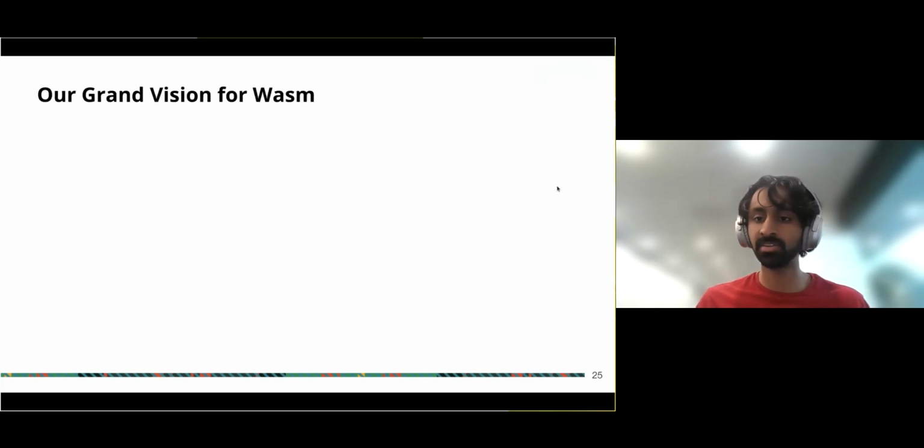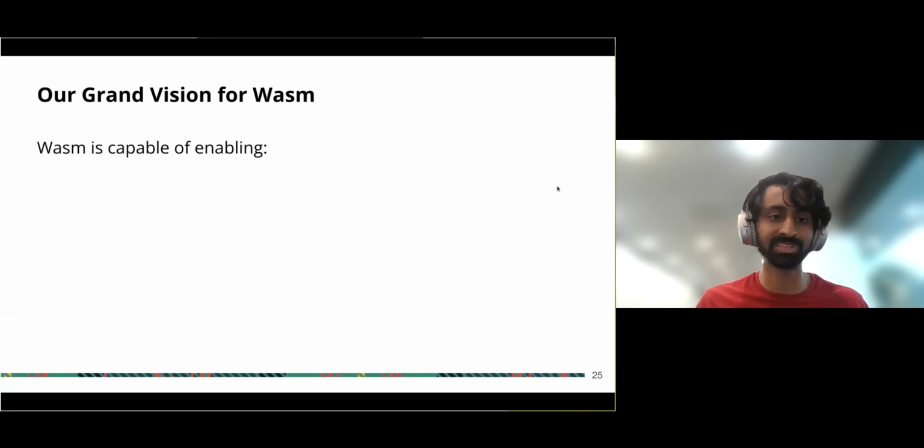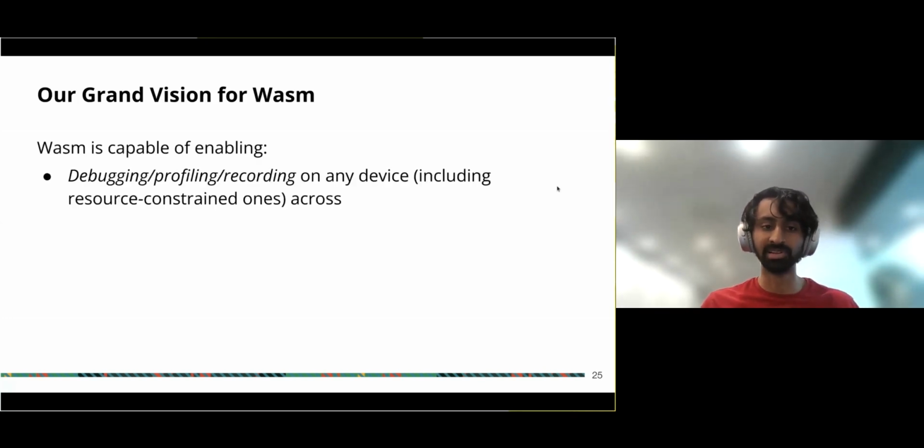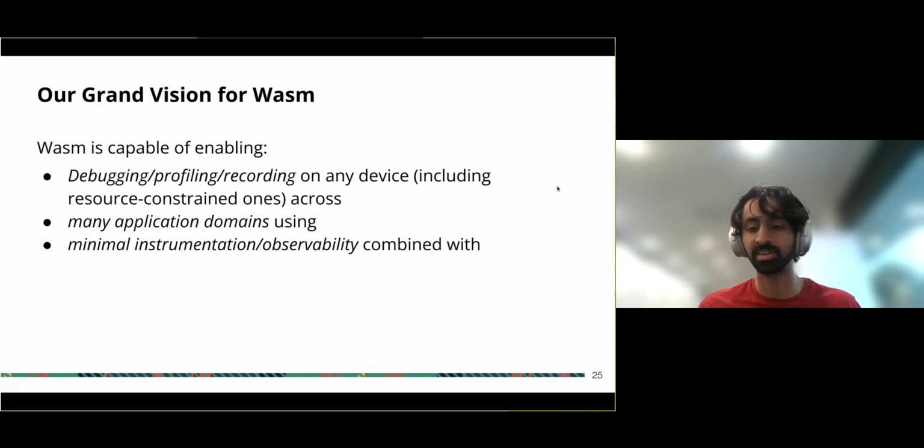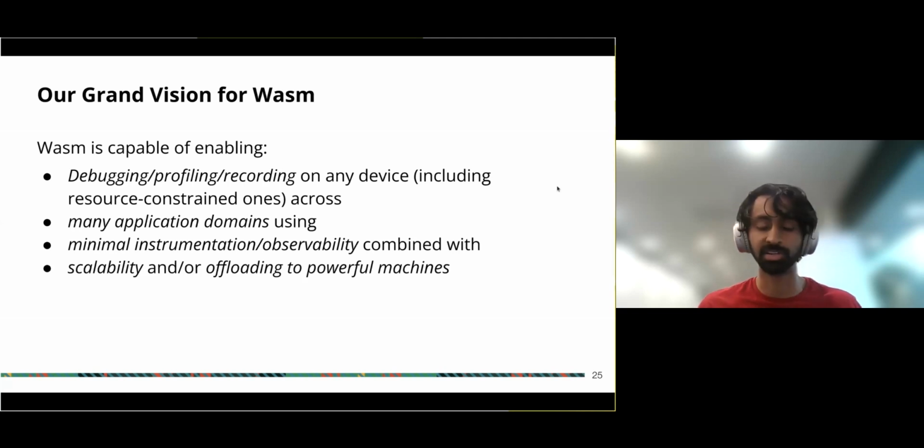So to summarize, our grand vision for Wasm is to enable debugging, profiling, recording, any of the things you want to do with analyzability of programs, across devices and across application domains, with minimal instrumentation, which we can make up for by the scalability of Wasm across a number of targets. We really think this can pull applications out of very restrictive, deeply embedded ecosystems and make them easily debuggable and analyzable.